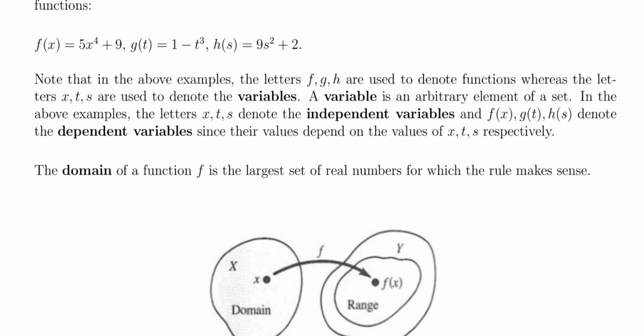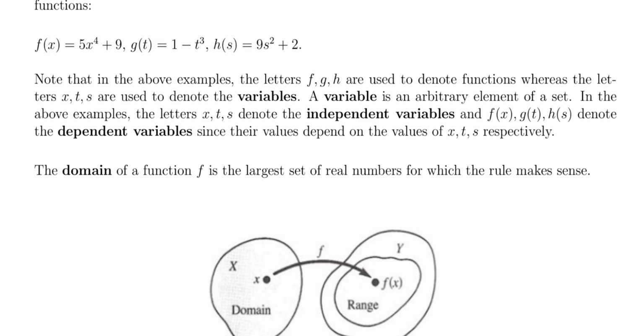If you look at the first example, f of x is equal to 5x to the power 4 plus 9, your domain will be values of x. All the values of x that we will be plugging in there will be your domain. And then the output, which will be the values of f of x, will be your range. So you have to understand what is the domain and what is the range. Just know the difference. A variable is an arbitrary element of a set. In the above examples, the letters x, t, and s denote the independent variables, and f of x, g of t, h of s denote the dependent variables, since their values depend on the values of x.